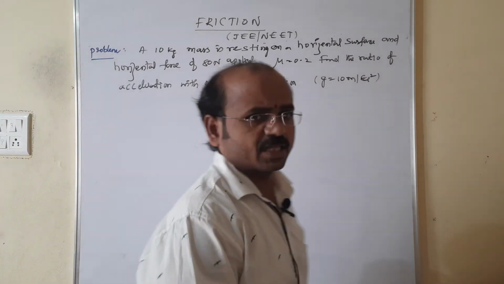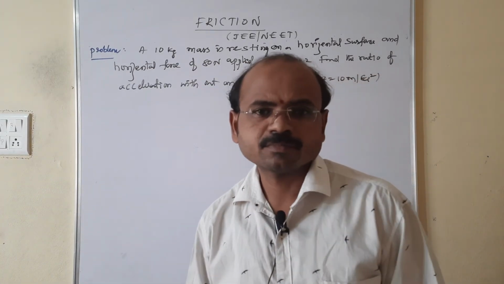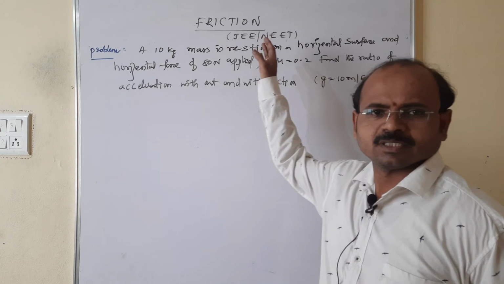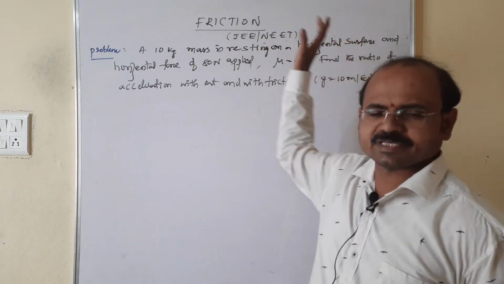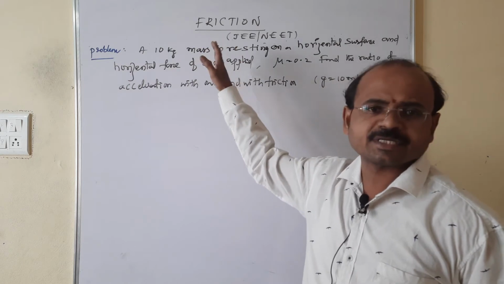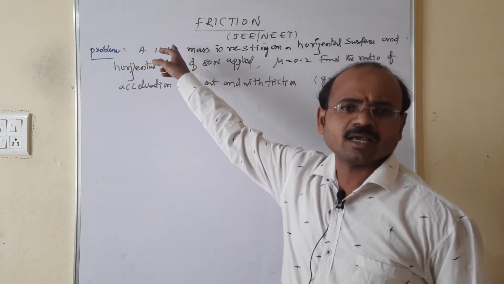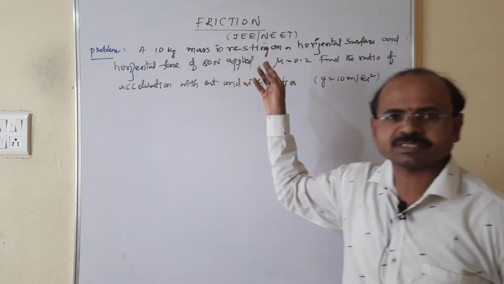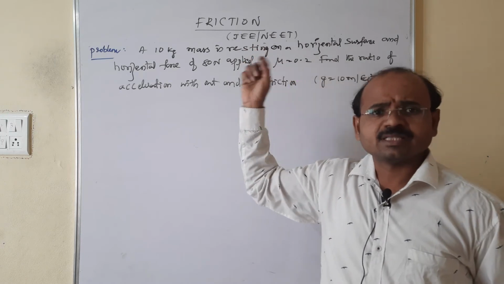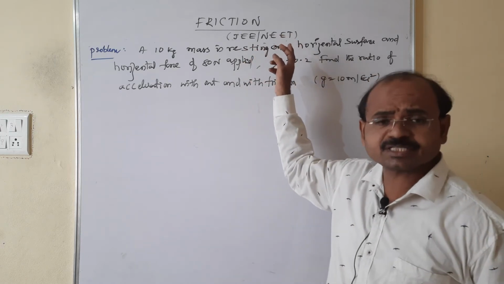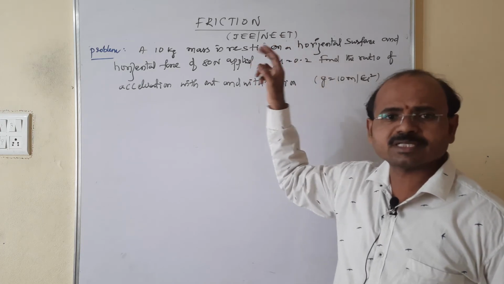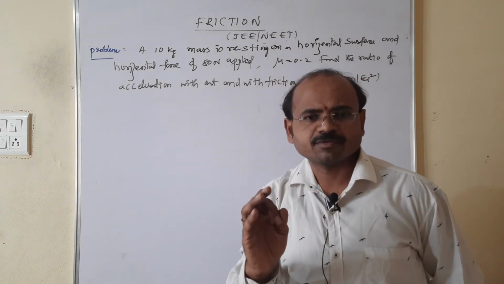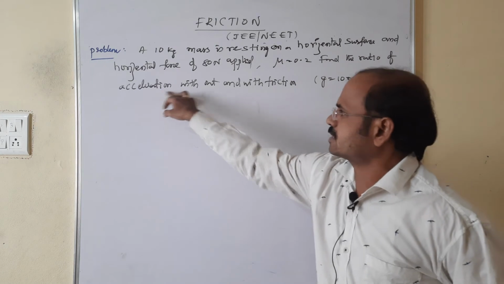Let us come to another question, given on the board. A block of mass 10 kg is placed on a rough horizontal surface, and a horizontal force F of 80 Newton is applied. The coefficient of friction between the block and the surface is 0.2. We are asked to find the acceleration without friction and with friction.